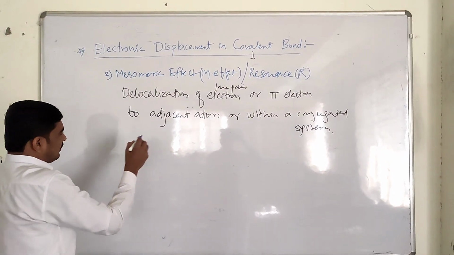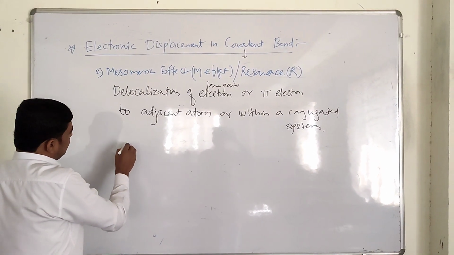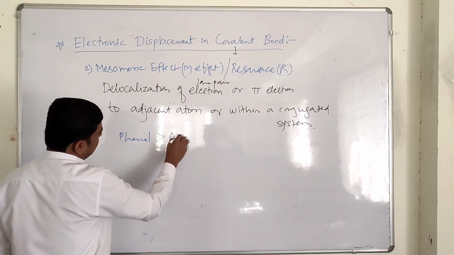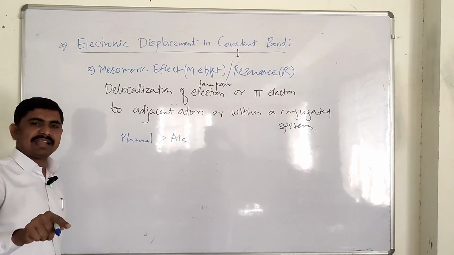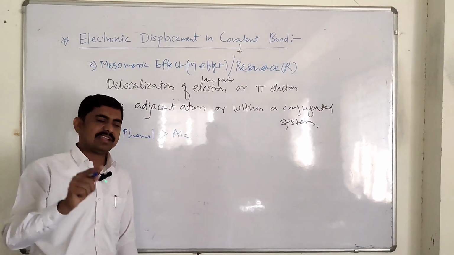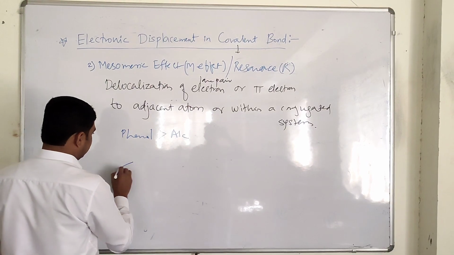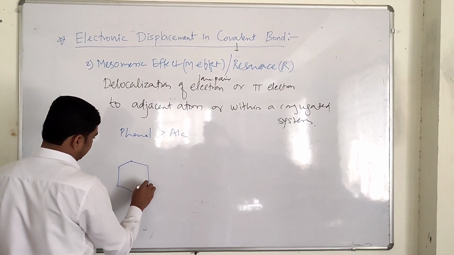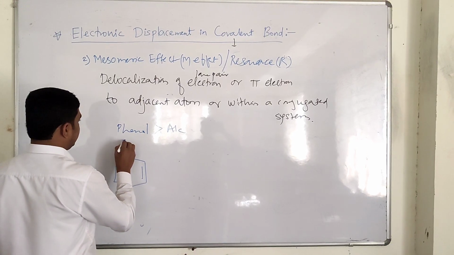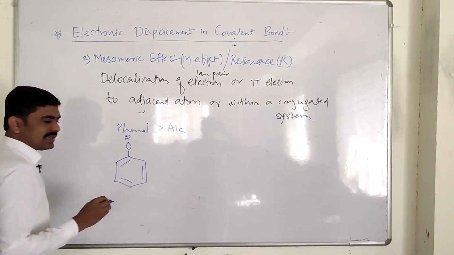I'll take one example of acidity. Phenol is more acidic than alcohol. Why is phenol more acidic than alcohol? Because the phenoxide ion is stabilized by resonance. So let us take the example of resonance in the phenoxide ion. This is the phenoxide ion, which contains oxygen having a negative charge.